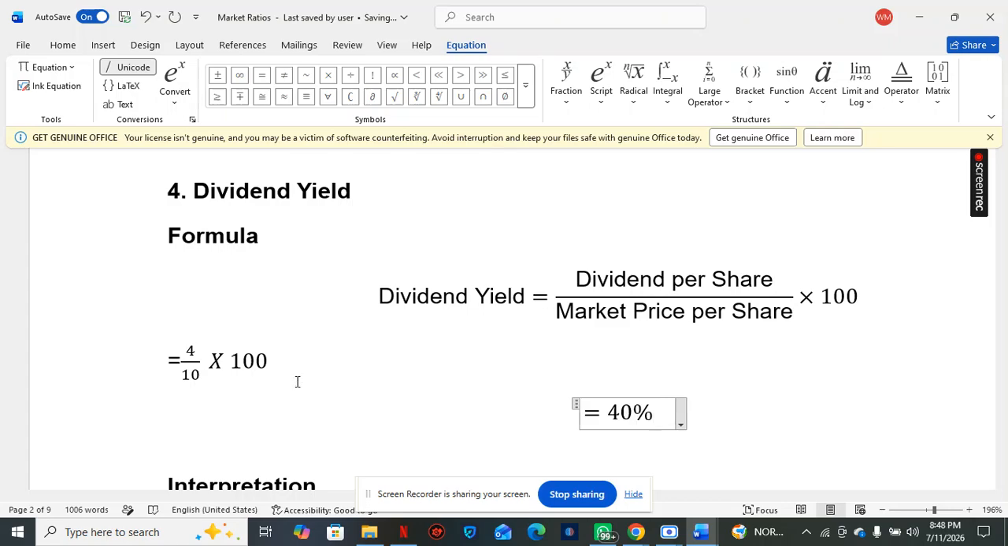Okay, colleagues, that is, I think, dividend yield, the return that you are getting as a shareholder. Okay, any questions?